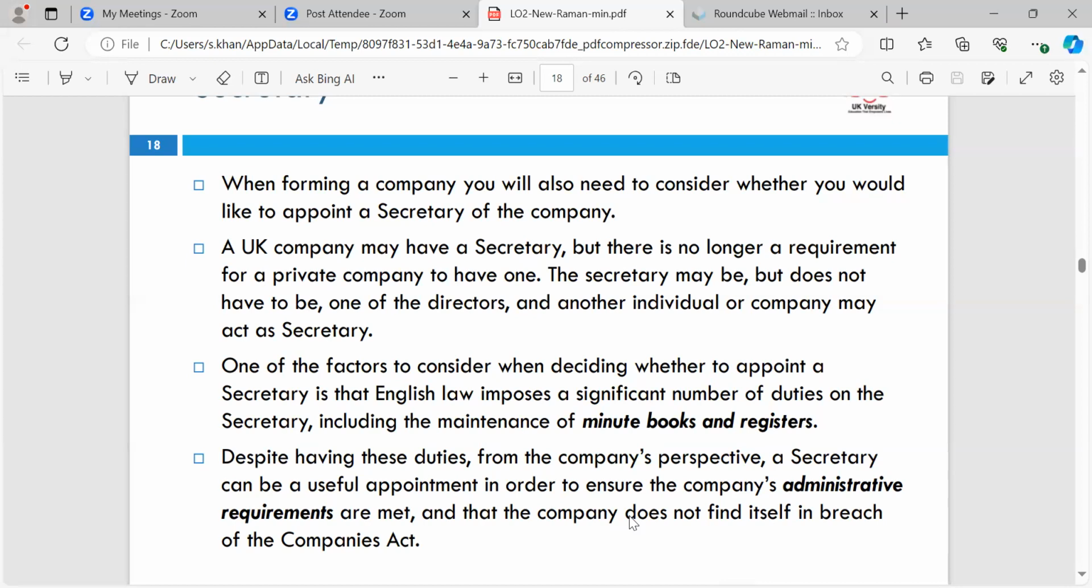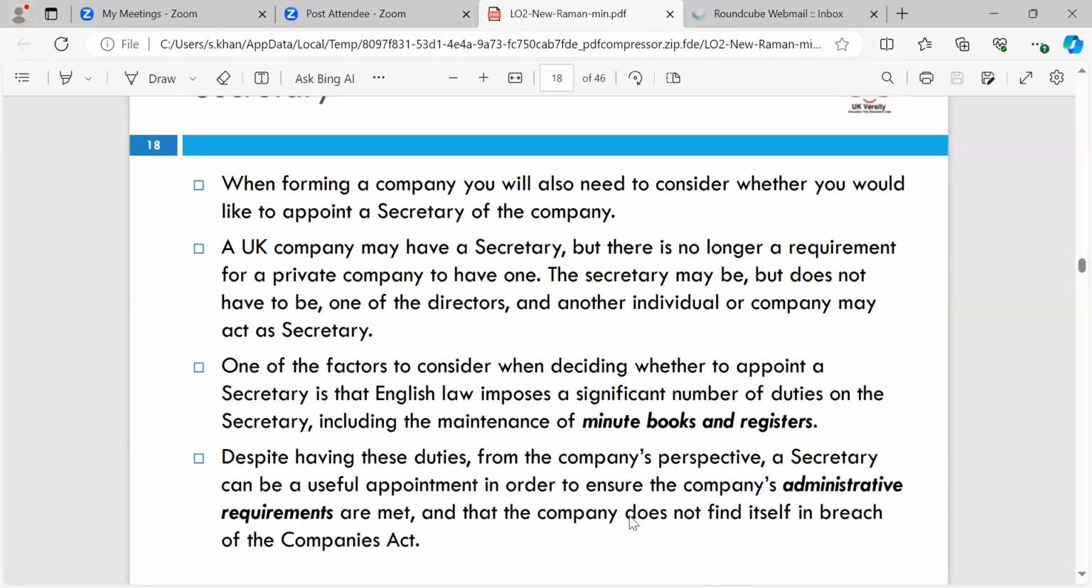Yep. When forming a company, you will also need to consider whether you'd like to appoint a secretary of the company. A UK company may have a secretary, but there's no longer a requirement for a private company to have one. The secretary may be, but does not have to be, one of the directors, and another individual or company may act as a secretary.